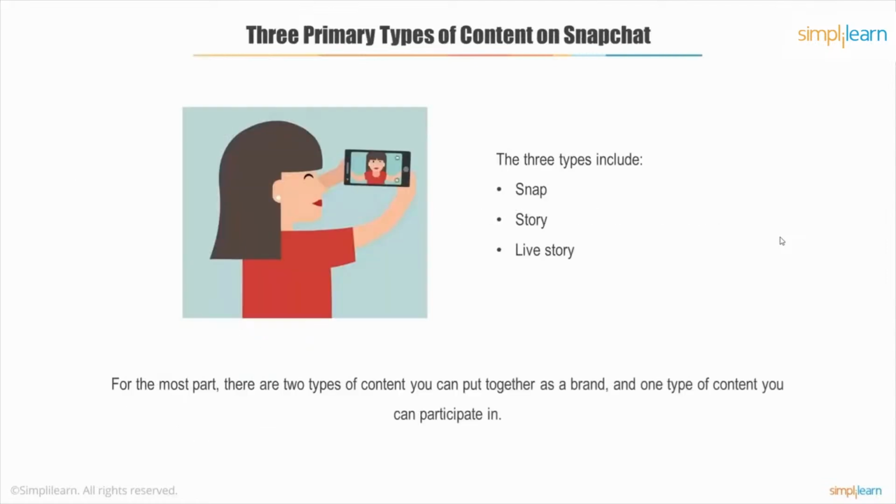Now, there are 3 primary types of content that you can put together for Snapchat. And they include a snap, a story, and what's called a live story. Now, for the most part, those first 2, the snap and the story, are what you're able to put together as a brand.